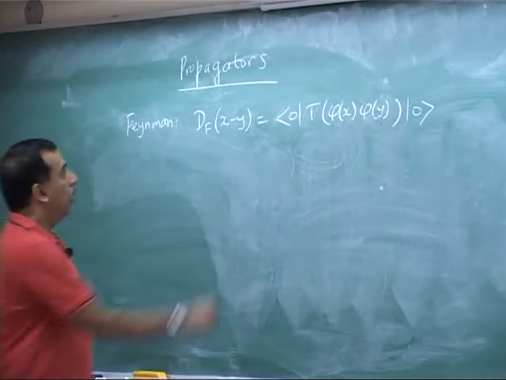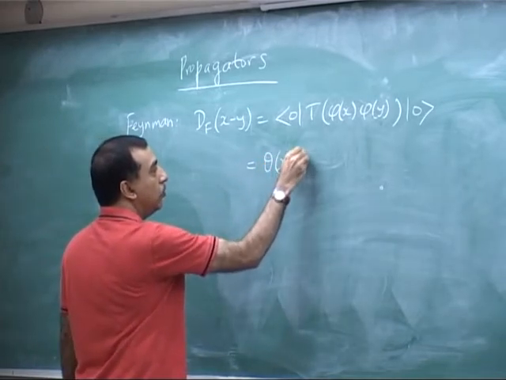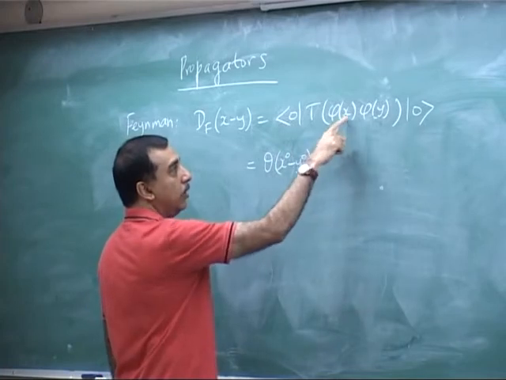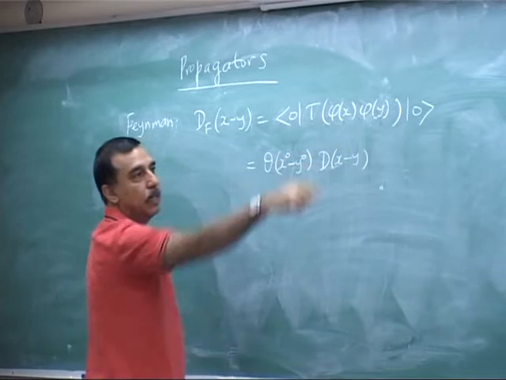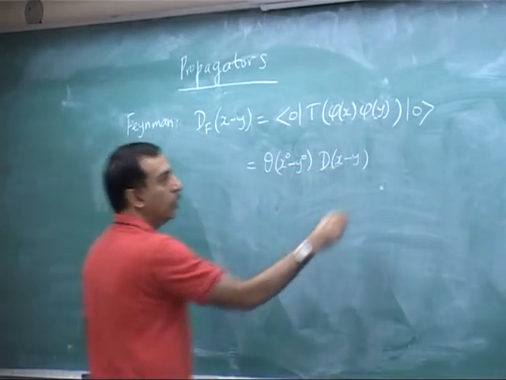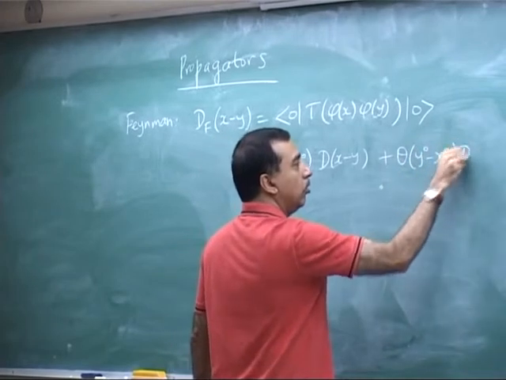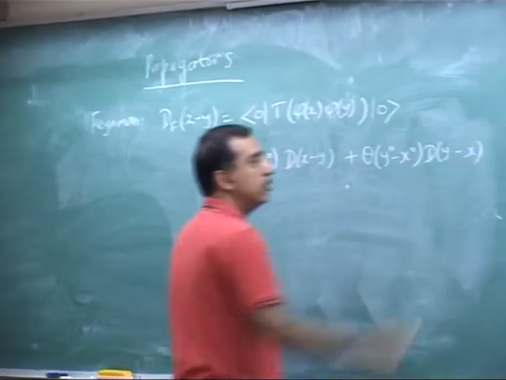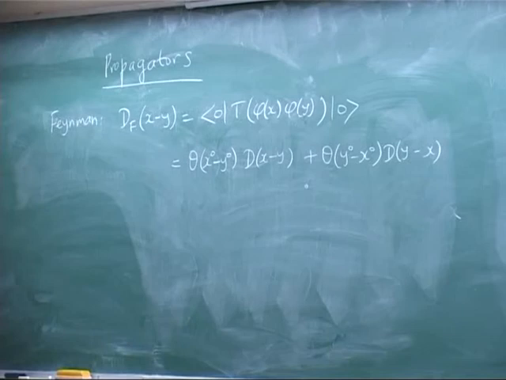Good. Now this, by definition, is theta(x0 minus y0), and then it's in this order, so we get D(x minus y), where D is that thing there, plus theta(y0 minus x0) D(y minus x). So we see that the Feynman propagator is a linear combination of two ordinary propagators, of two D's.